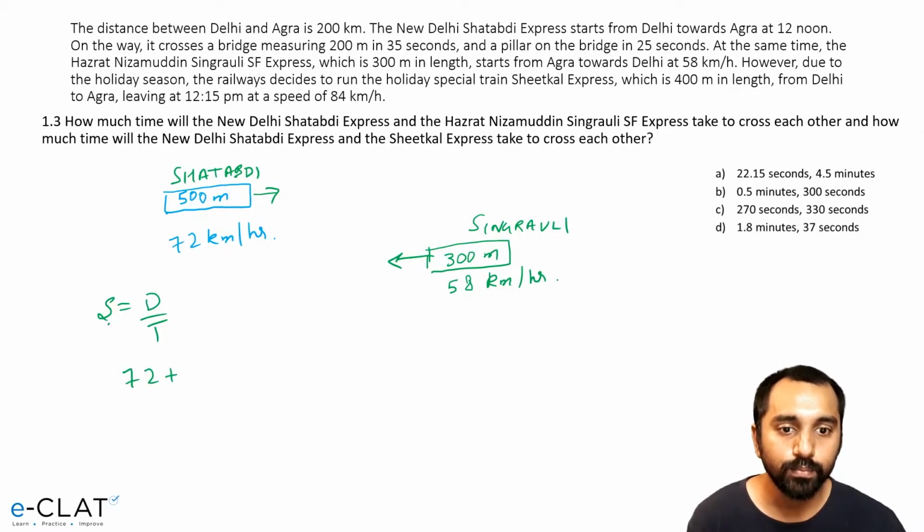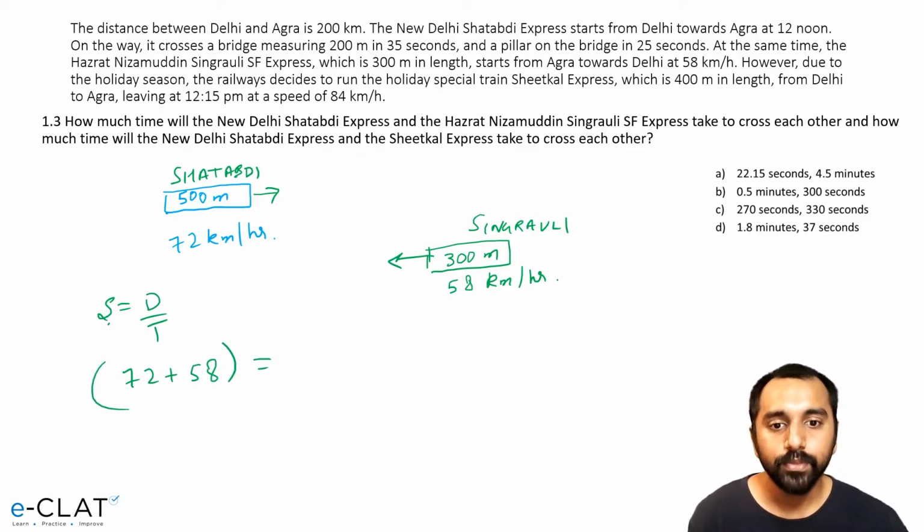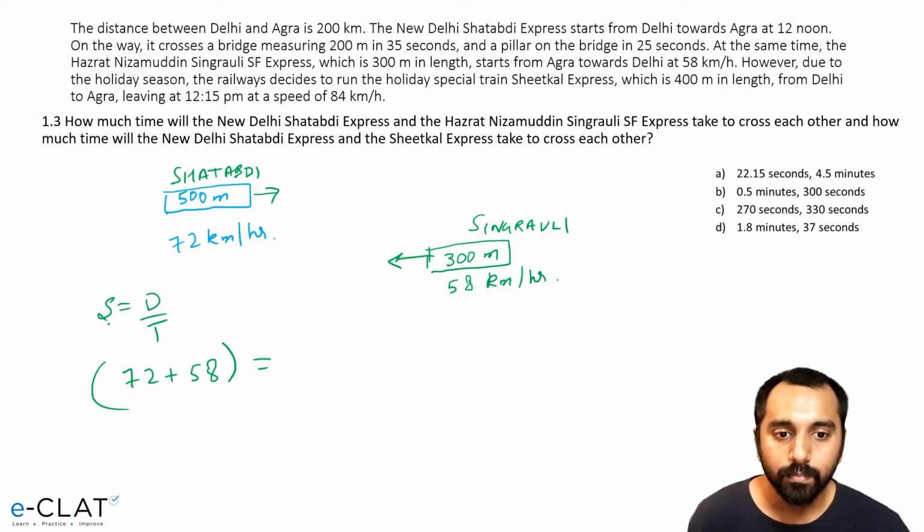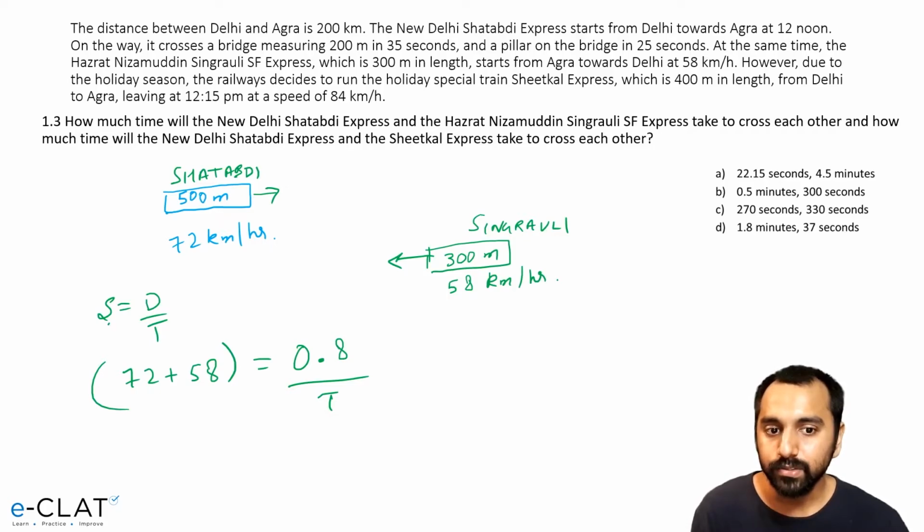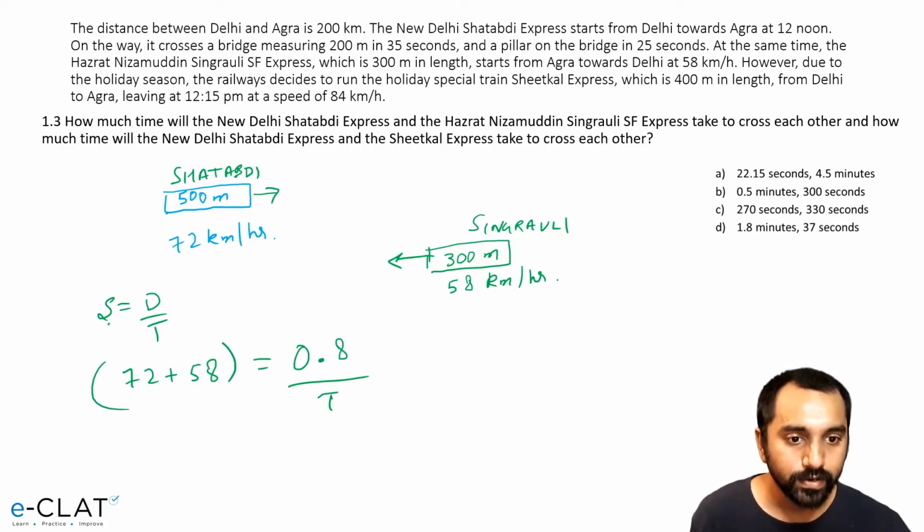So it would be 78 plus 58, the actual speed. The total distance in this case would be the length of their trains. So I will say 500 plus 300, which is 800, but because I am using kilometers, I would say it is 0.8. And the time which we have to find out, I'll just put it as it is. Now this time is currently in hours because the rest of the things are in kilometers and hours. So if I solve it, I will get my time.